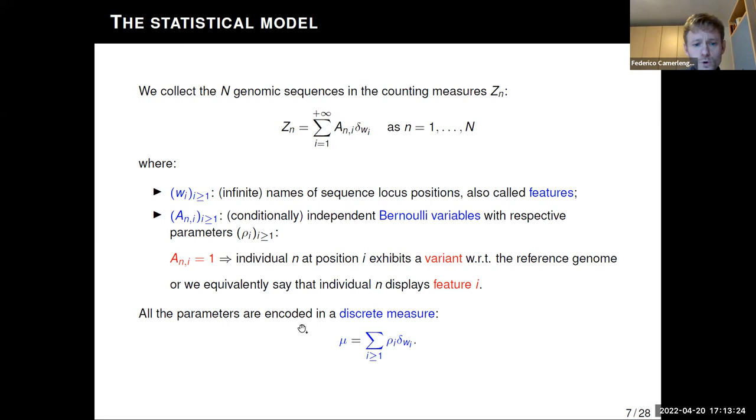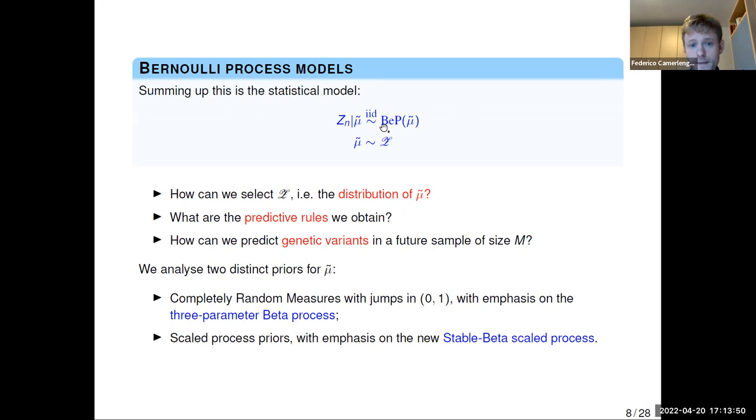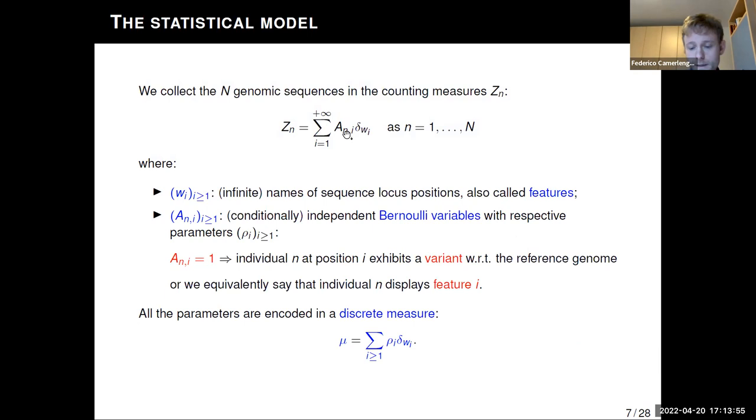All the parameters of this statistical model are encoded in a discrete measure, the following one. As you can see, this discrete measure is the sum of rho_i, and rho_i is the probability of observing a variant at position i, and here W_i is the name of the locus position, or also called the feature in general. So to sum up, this is the statistical model we are dealing with. We are considering Bernoulli processes. This is a Bernoulli process because these are Bernoulli random variables.